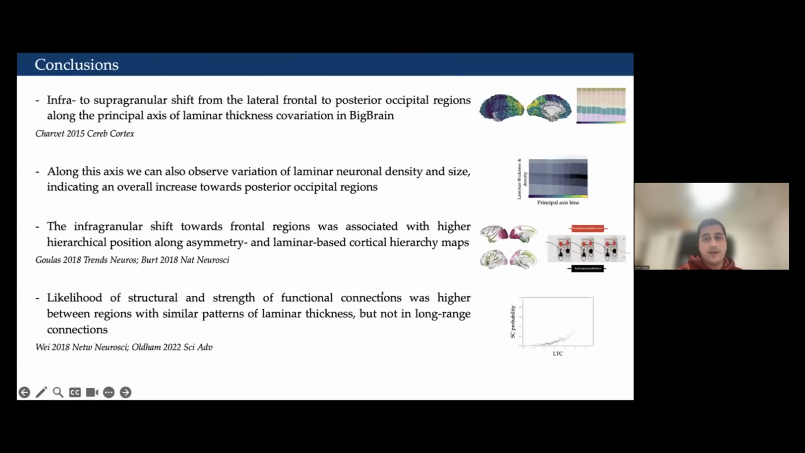So to sum up, we described a data-driven axis of laminar structure, laminar thickness variation from frontal areas, more infragranular dominant, to posterior areas, more supragranular dominant. And we observed that this was also co-aligned with variations in laminar density. This variation in anatomy was aligned with the cortical hierarchy that we mapped based on laminar connections in macaques and effective connectivity in humans. And also we observed that higher likelihood and higher strengths of connectivity can be predicted based on the similarity of laminar structure between two regions.